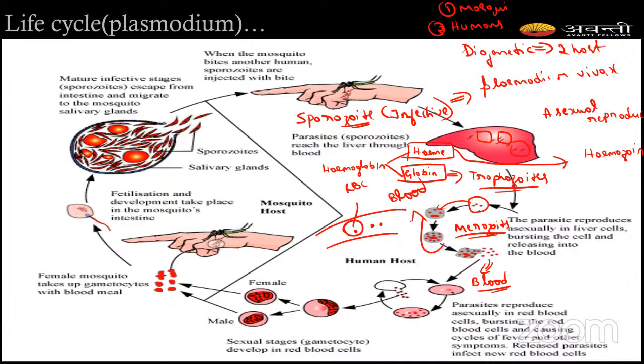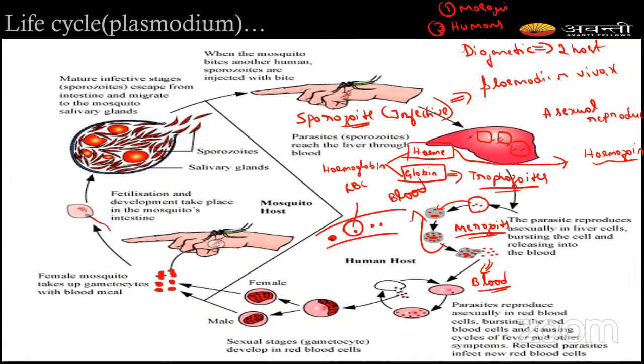It is breaking the hemoglobin into the heme and the globin, then feeding on the globin, and it is removing the heme, right? So this heme was converted into the hemozoin when this RBC is also ruptured. Okay, this RBC is going to be ruptured. Then it is going to release the hemozoin into the blood.